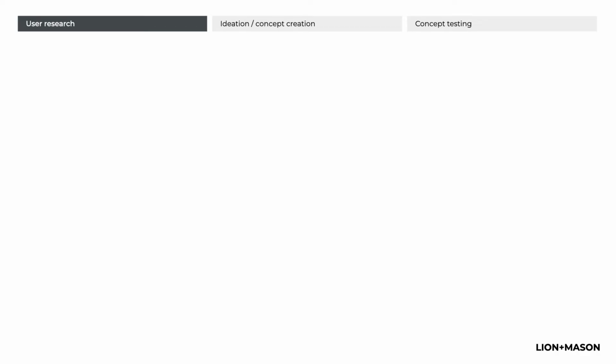So across the top, you've got those activities. So user research, there's 2 parts to this really. The first bit is understanding who your users are. If you've got some vague idea of a concept, it's got to be aimed at someone.